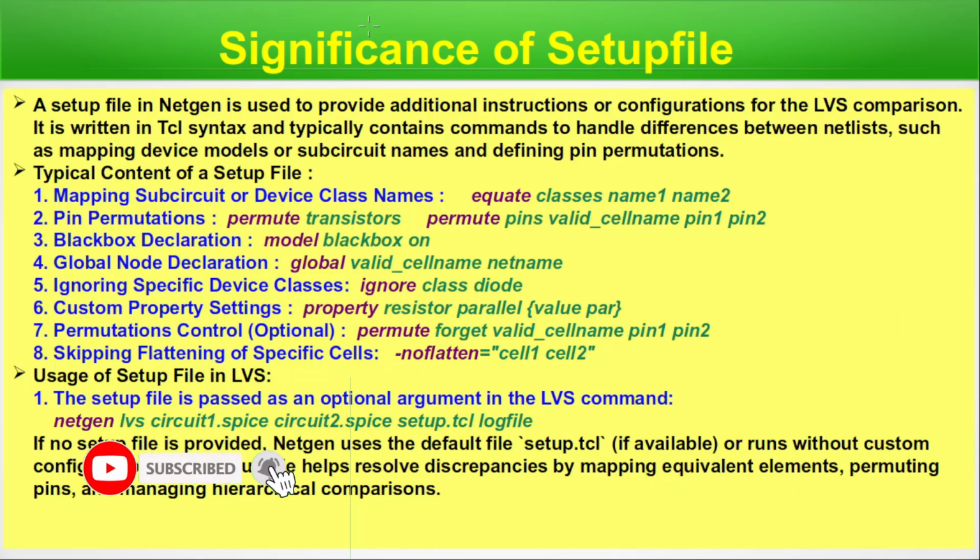Significance of the setup file. When we run NETGEN, a setup file is used there. So what is actually a setup file? This is the command: netgen, then lvs, circuit1.spice, circuit2.spice, setup.tcl and a log file. The log file name can be given as per your choice. That setup.tcl is one argument. What is actually setup.tcl and what does it do? Let's understand that. A setup file in NETGEN is used to provide additional instructions or configurations for LVS comparison. It is written in Tcl syntax and typically contains commands to handle differences between netlists, such as mapping device models or sub-circuit names and defining pin permutations.